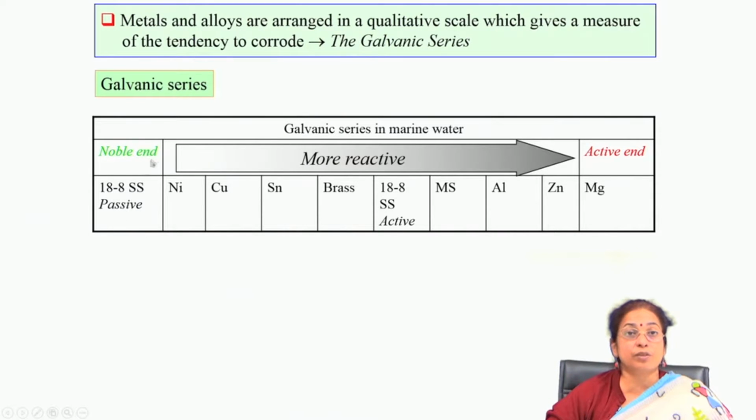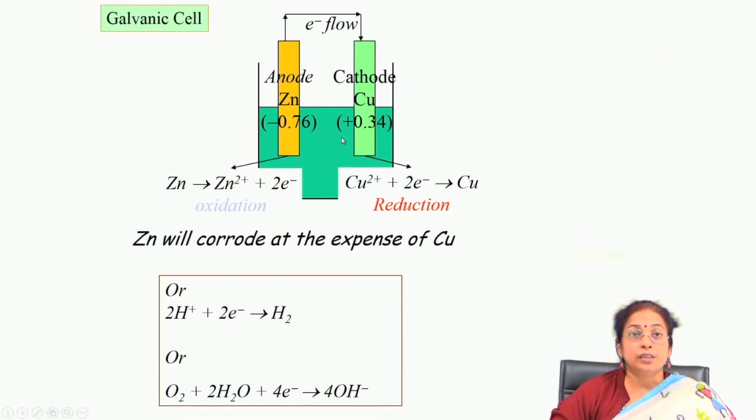This is a typical example of the galvanic series, where there are different steels, as well as 18-8 stainless steel which is passive and naturally noble, then nickel, then copper, tin, brass, 18-8 again in its active state, mild steel, aluminum, zinc, magnesium. They are sequentially arranged from the noble end to the active end in a marine water environment. As I mentioned, the driving force for galvanic corrosion is the potential difference, the EMF difference, of the two metals when they are joined together in an aqueous environment.